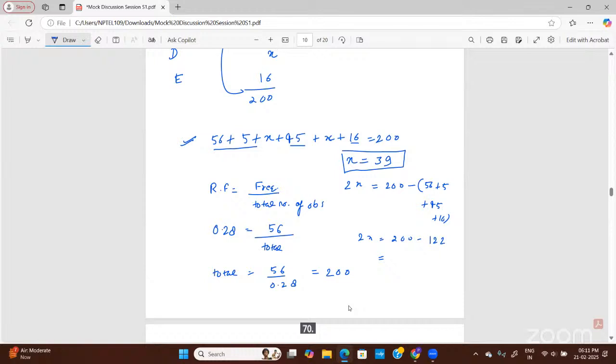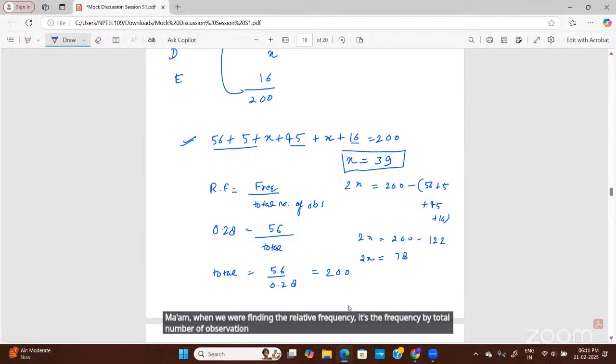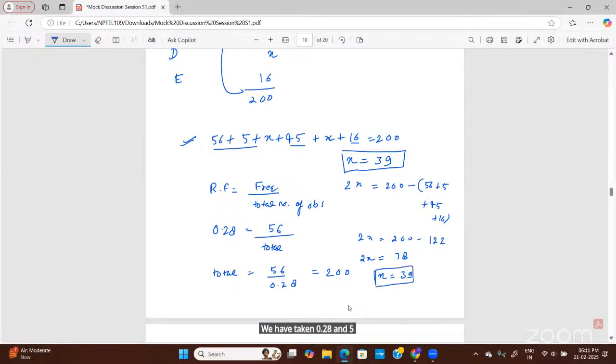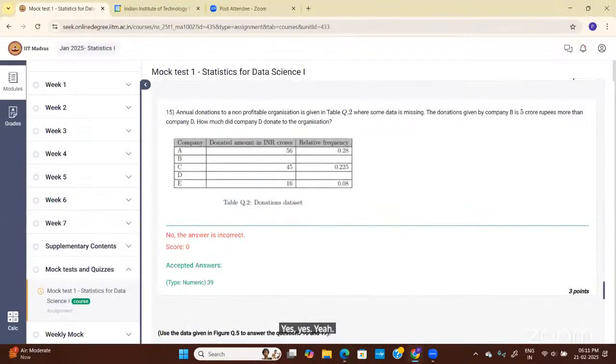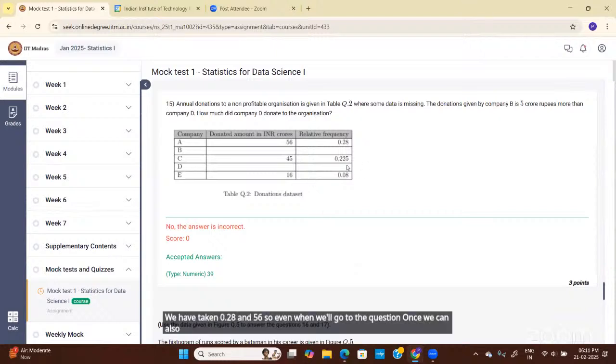78, right. Now is it clear? Yes, ma'am. Ma'am, when we were finding the relative frequency, it's frequency by total number of observations. So we could have taken any row there. We have taken 0.28 and 56. So when we go to the question, we can also divide 45 by 0.225, no? Yeah, sure. Okay, ma'am.